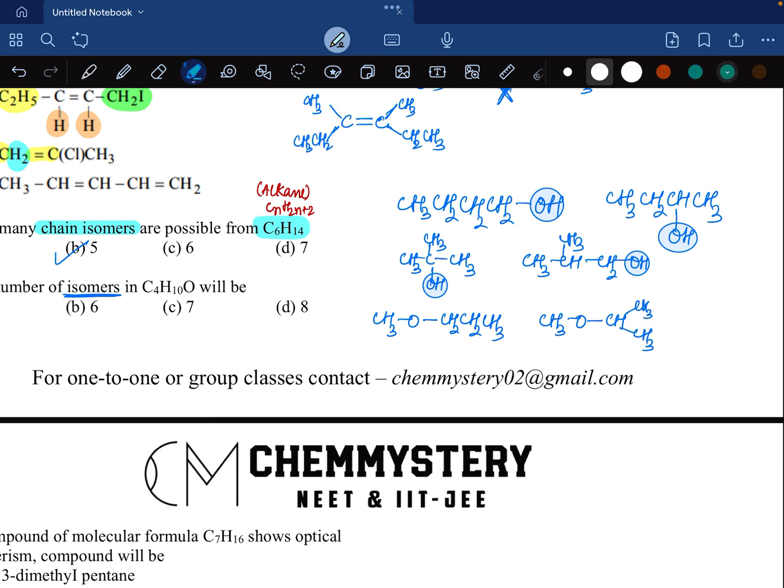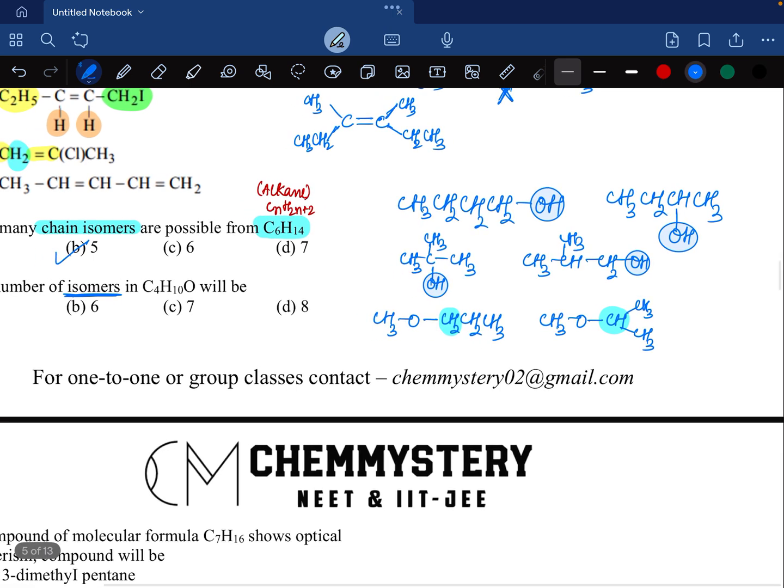Okay. How? Attachment was on the first carbon atom. Now I have changed the attachment to the second carbon atom. Isopropyl. Okay. I can also make it as diethyl ether, C2H5, O and C2H5. This is also possible. Any other groups are possible?